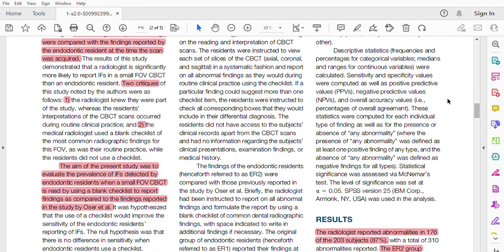So the aim of the present study was to evaluate the prevalence of incidental findings detected by endodontic residents when a small field of view CBCT scan is read using a blank checklist to report findings, as compared to the findings reported in the study by Osser et al.